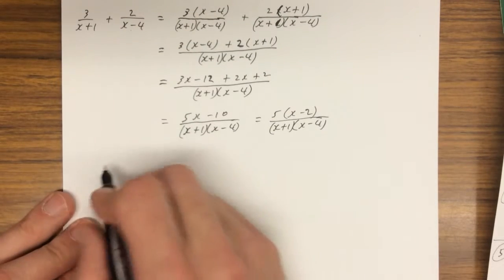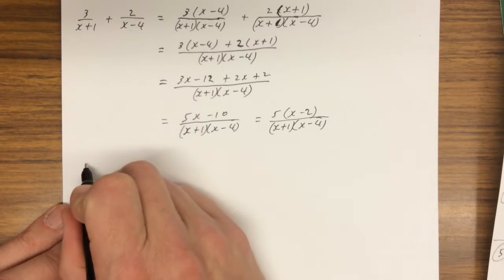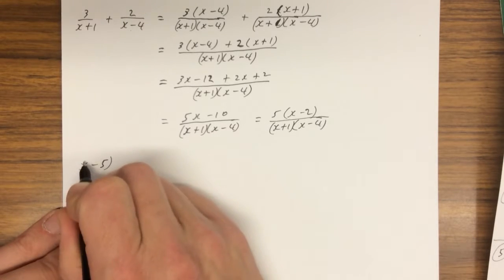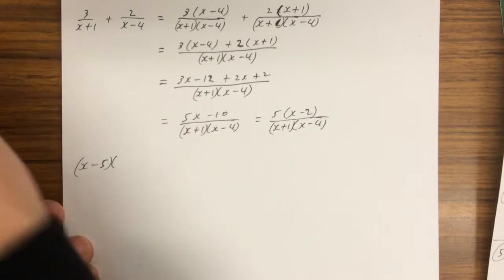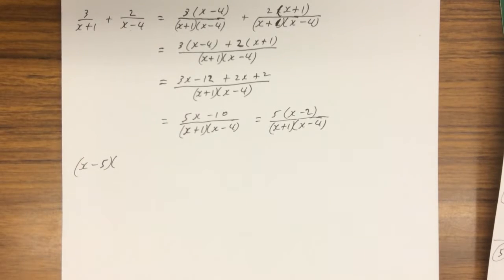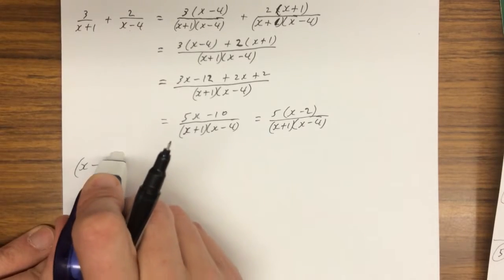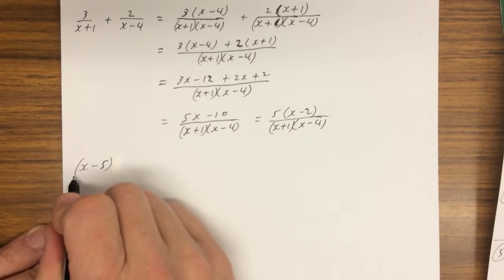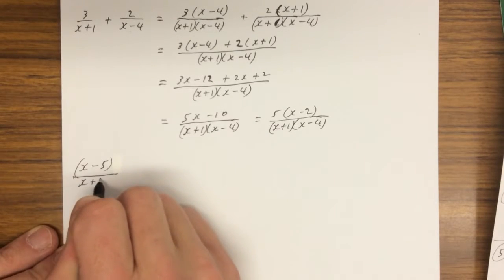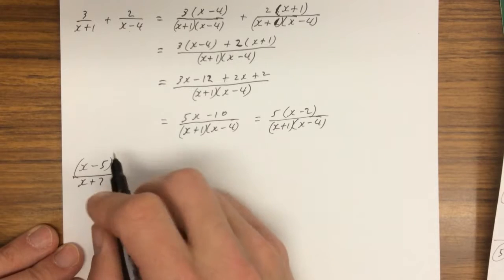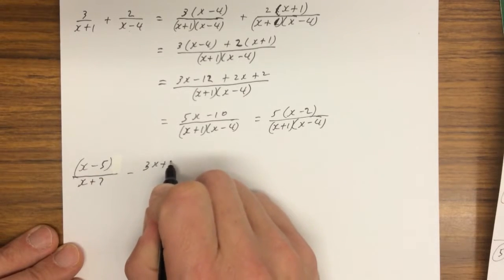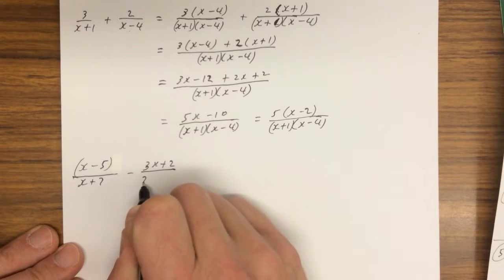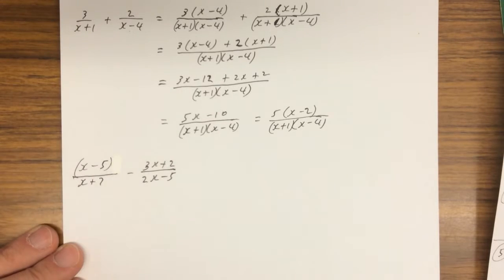How about x minus 5, or sorry, not times, x minus 5 divided by x plus 7. Okay. Minus 3x plus 2 divided by 2x minus 5.